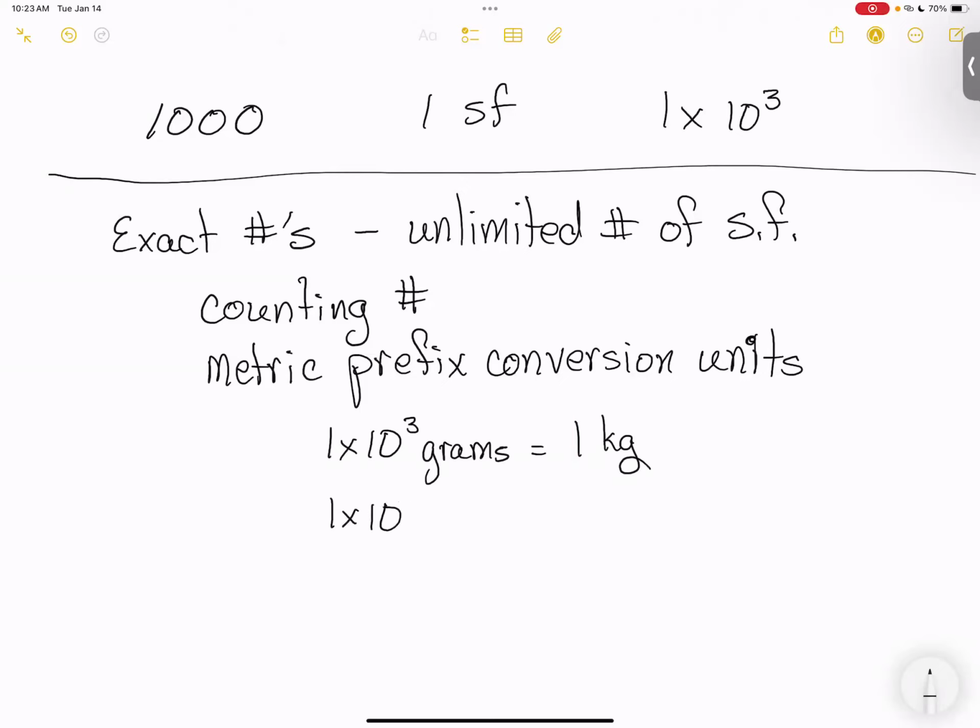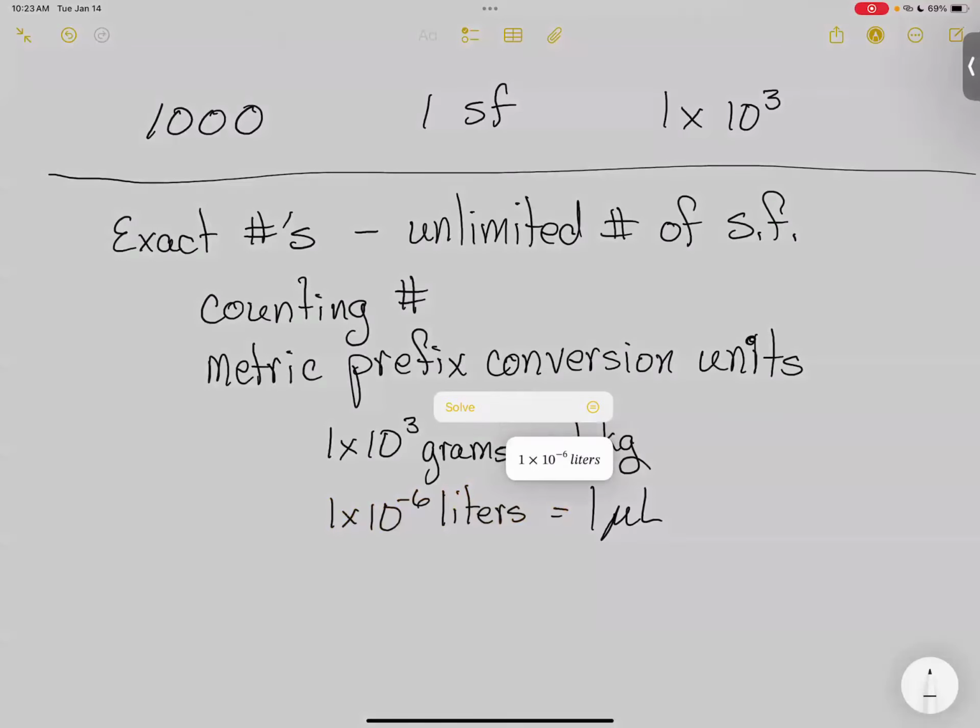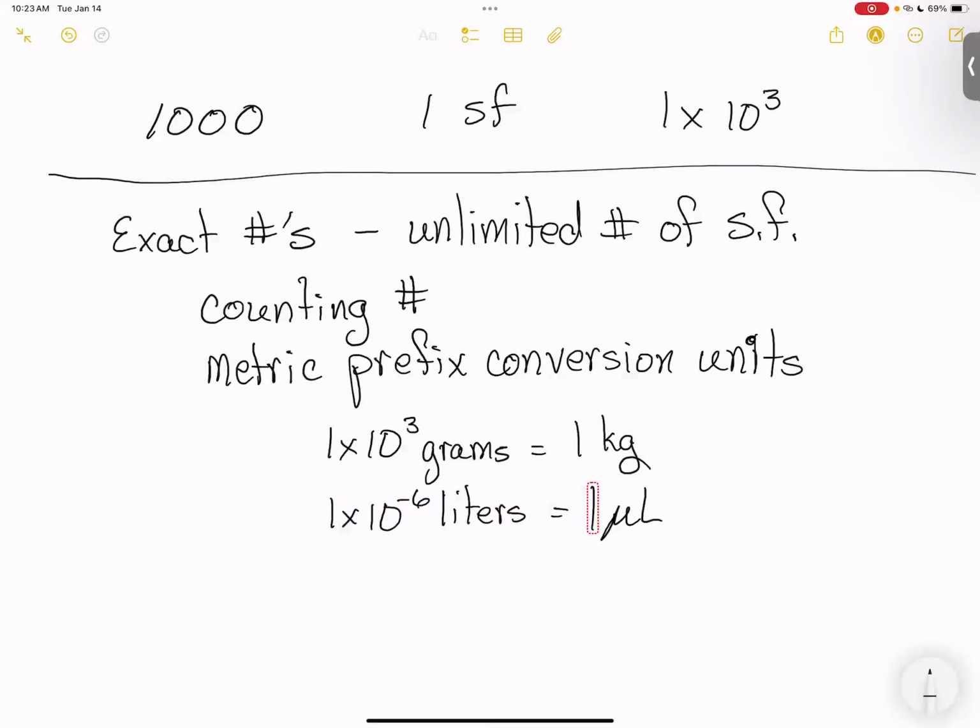1 times 10 to the minus 6 liters is equal to 1 microliter. Those are exact quantities, meaning they have an unlimited number of significant digits. So even though we're talking 1 there, and we would normally say that's just 1 significant, no, because it's part of a metric prefix conversion factor, it's unlimited. It's infinite.